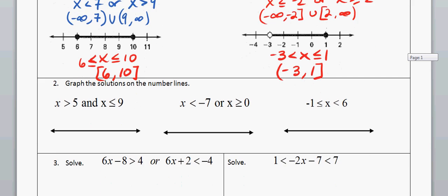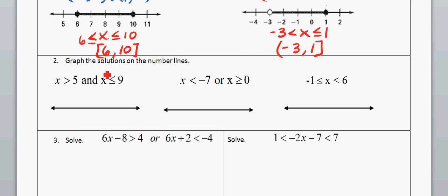So let's take a look at what it looks like to graph the solutions. If we have an AND situation, we want to find the intersection, what these numbers have in common. So here we've got 5. We put our smaller number to the left and our larger number to the right. x is greater than 5, so we put an open circle on 5, and we're going to start shading greater. But we want to find what they have in common. x at the same time has to be less than or equal to 9. So we'll put a filled in circle there, and we're going to go less than. So what they have in common is this region in between.